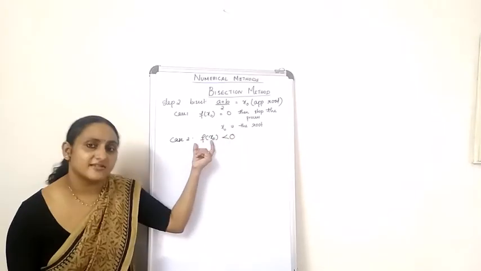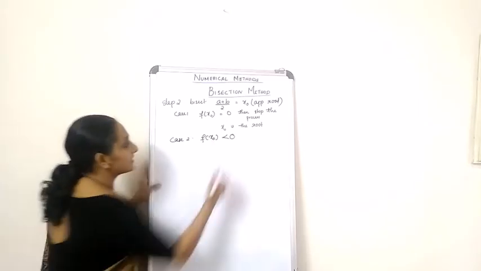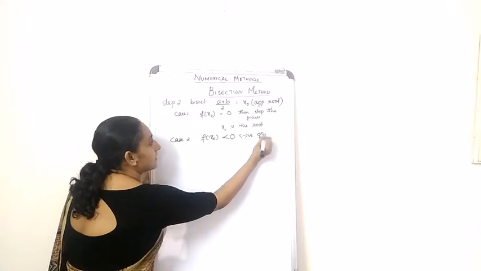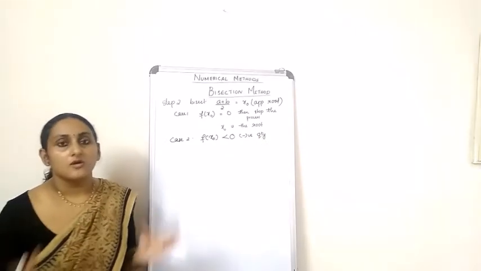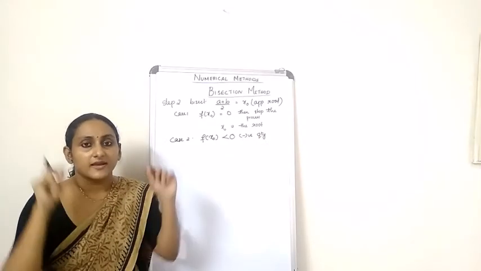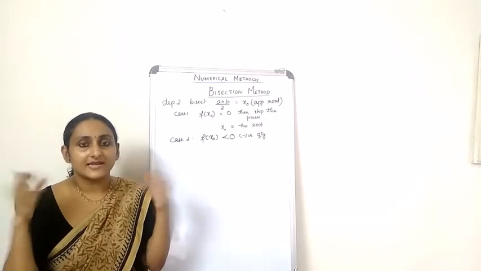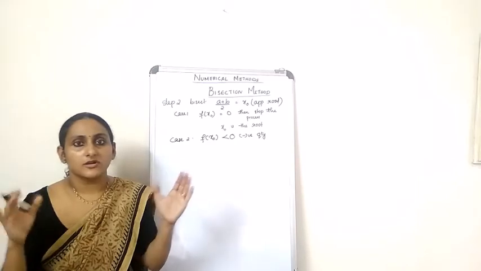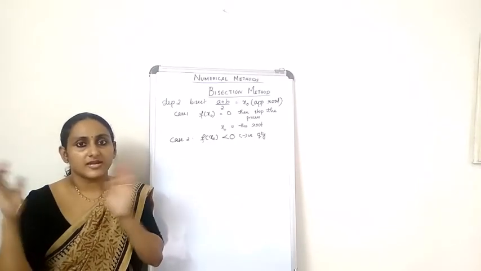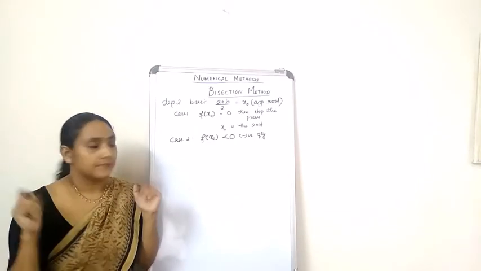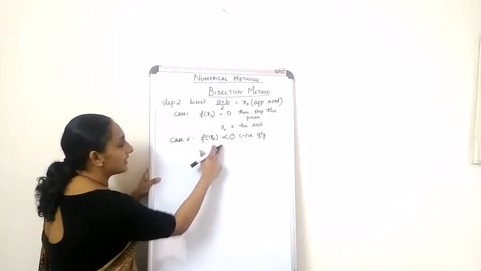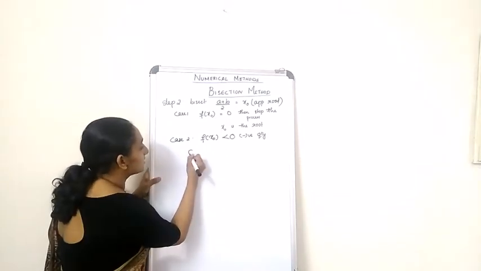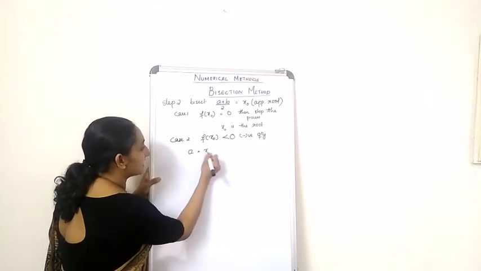Okay, now, case 2, when f of x naught is less than 0. That is, if f of x naught is a negative quantity, what are we going to do? We are going to change A and B. Currently our interval was A, B. Now we are going to give a small change to our interval. When it is a negative quantity, we are going to change A to x naught.